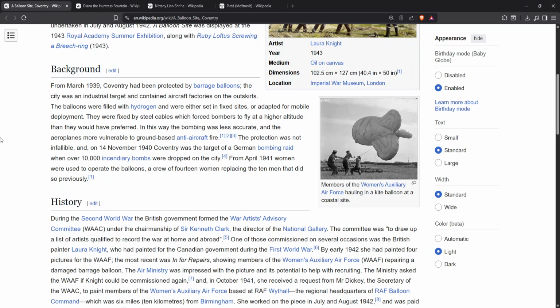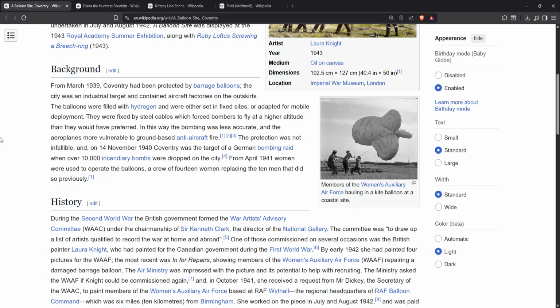Background. From March 1939, Coventry had been protected by barrage balloons. The city was an industrial target and contained many aircraft factories. On the outskirts, the balloons were filled with hydrogen and were either set in fixed sites or adapted for mobile deployment. They were fixed by steel cables, which forced bombers to fly at higher altitudes than they would have preferred. In this way, the bombing was less accurate, and the airplanes more vulnerable to ground-based anti-aircraft fire.